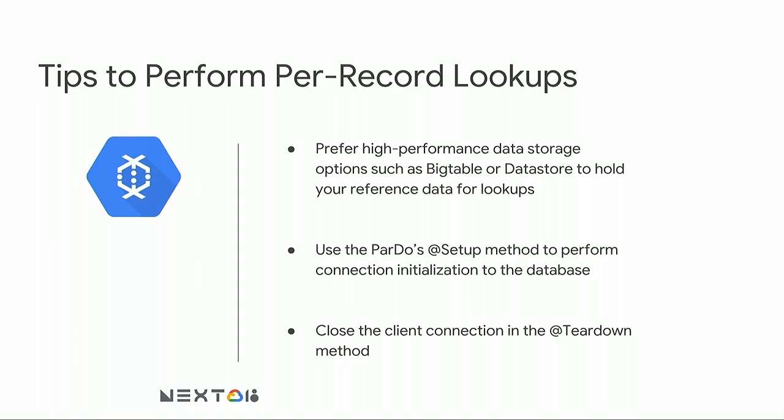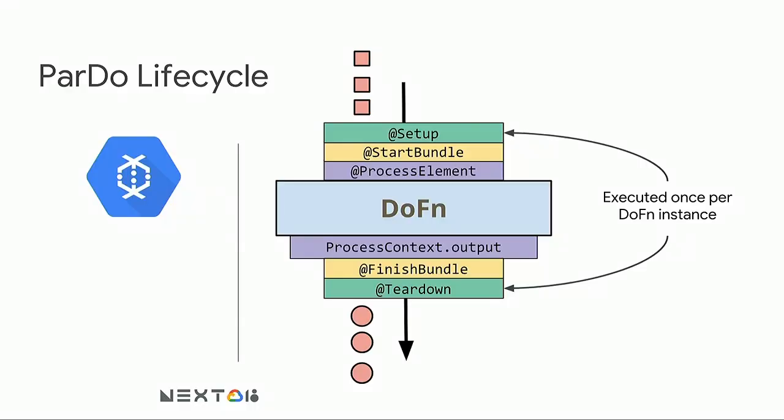And finally, we also want to utilize the right areas to initialize and tear down our connections. ParDos within Dataflow have a lifecycle, and I'll speak to that lifecycle in just a second. But essentially, we want to make sure that we're initializing and tearing down these connections in the proper place within our pipeline. So within the @setup method of the DoFn, and within the @teardown method of the DoFn to close the connection. So we're going to look at the ParDo lifecycle. This is sort of a crude representation of what it might look like. We have @setup, start bundle, and process element. And then we also have finish bundle and teardown.